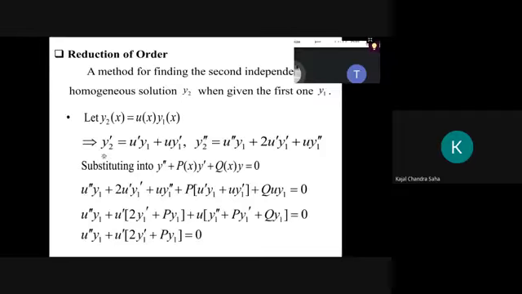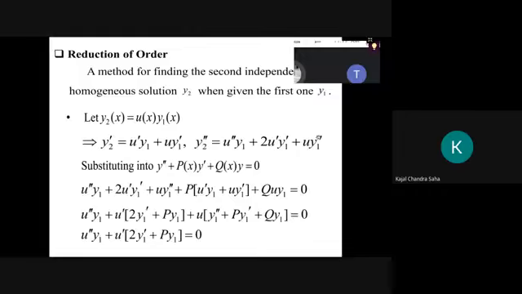So y2 prime is the derivative of y2 with respect to x. That means u is a function of x and y1 is also a function of x, so we can apply the product rule for differentiation. We get u prime y1 plus u y1 prime. Then you have to find its second derivative. y2 double prime becomes u double prime y1 plus 2 u prime y1 prime plus u y1 double prime.